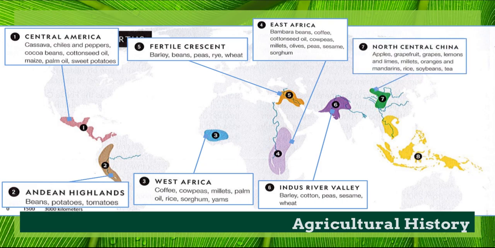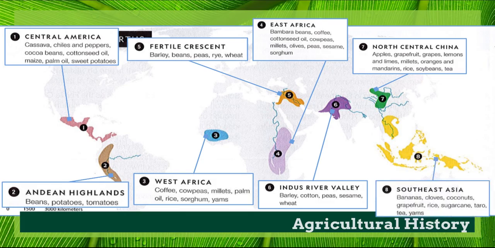North Central China, we start to get some fruits that we associate with things that we have every day here on the other side of the world. And in Southeast Asia, we have things like coconuts and tropical things like sugarcane and bananas.